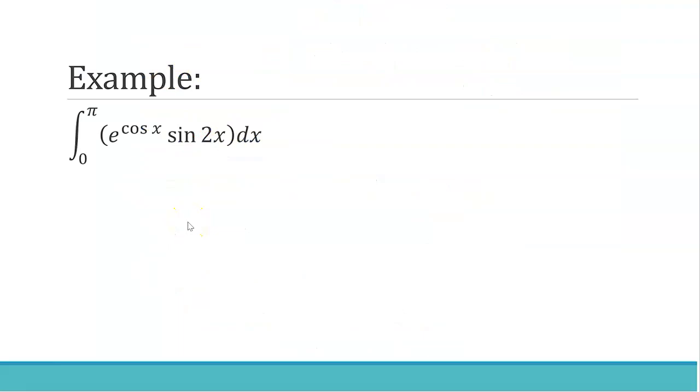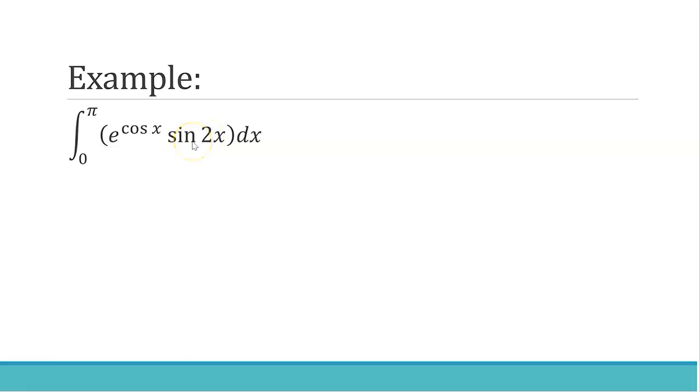This next example is also a bit of a challenge. We have the integral from 0 to pi of e to the cosine x times sine of 2x dx. And this one's a bit of a challenge because it's going to require us to use 2 different techniques, both integration by parts and u substitution. If we try to go directly for an integration by parts, there's not really an obvious u or dv situation going on here. Doesn't quite work out.